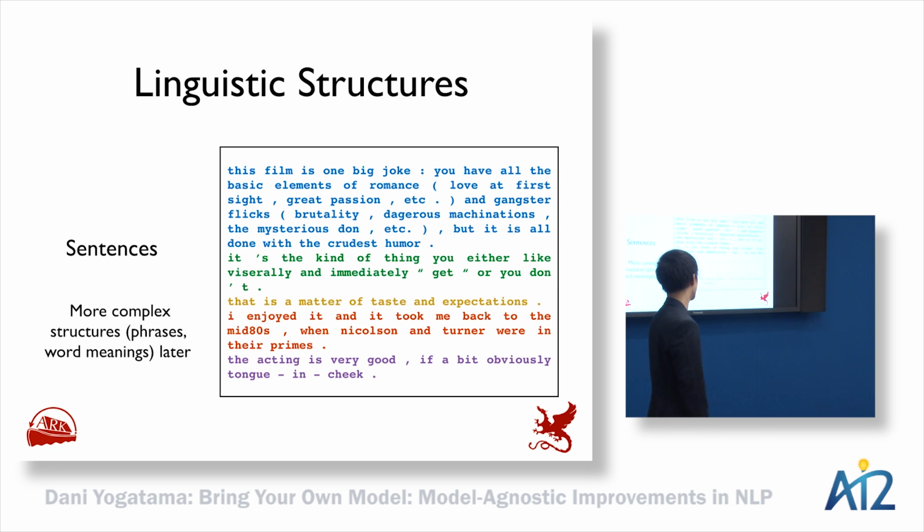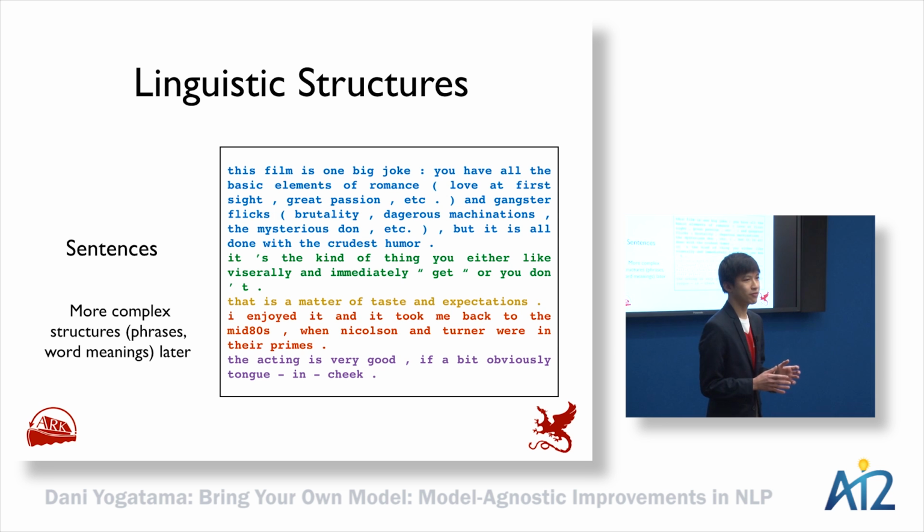For example, "I enjoyed it," or the purple sentence, the last sentence, "The acting is very good." So these two sentences tell us that this is a positive review, right? Whereas other sentences, well, maybe they tell us it's a positive review, but it's a little bit more ambiguous. Okay, so that's the kind of structure that we want to encode.